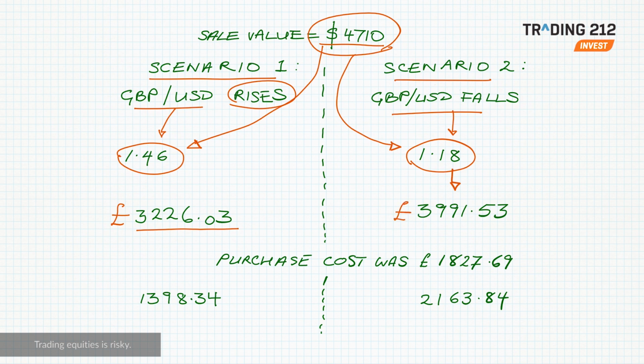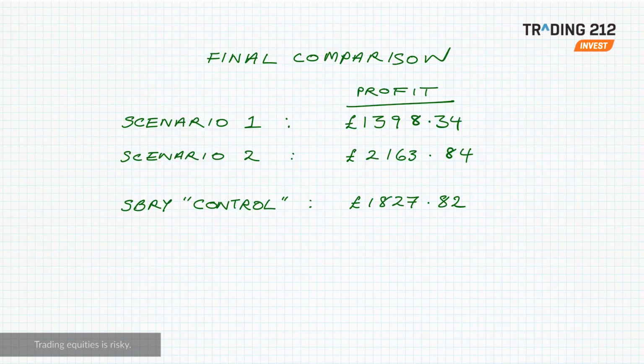£3,991.53. If you remember, our purchase cost in pounds was £1,827.69. So we just need to subtract that from our two different scenarios to come up with a final profit. So in scenario one, our profit in sterling was £1,398.34. In scenario two, it is £2,163.84.